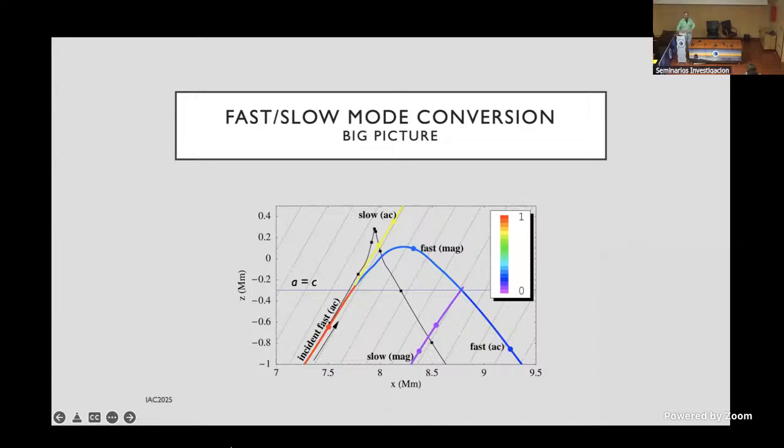So here's an overview. This is a horizontal plane. So I'm going to send in a wave. This is carrying energy 1. So red is 1. It passes through A equals C, and it converts. Partially transmits and partially converts. Partially transmits as a slow acoustic wave. That's just basically a sound wave that goes along the field lines, and partially converts into a fast magnetically dominated wave, which goes up and then reflects like we saw before. When it goes through A equals C again, it again splits. Some of it goes down as a fast wave, some of it goes down as a slow wave. So we've got multiple things happening there.